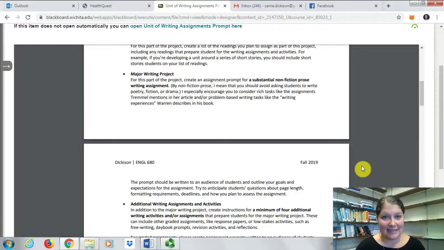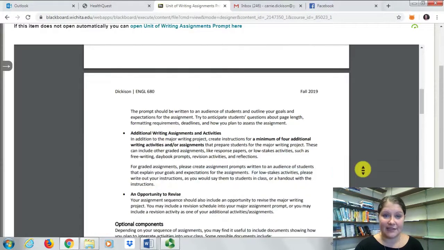And I especially encourage you to consider rich tasks like the assignments that Treble mentions in her article, or problem-based activities like the writing experiences that Warren describes in his books. Those are both examples of assignments that move beyond traditional essays or papers. And so I do encourage you to think about things like that.